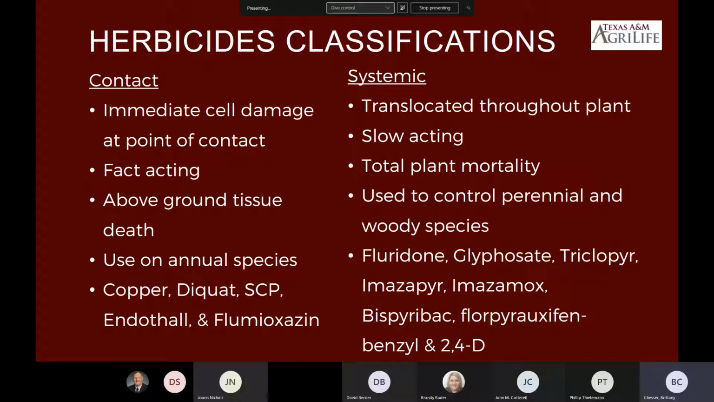For your systemic herbicides, these are translocated throughout the plant. These are slow acting, but they do cause total plant mortality, and so these are used to control your perennial species like your water lilies and your woody species as well. And so you'll see commonly throughout the rest of this presentation all of these effective active ingredients for each of these plants, but I'll point out when you have glyphosate, which is going to be your lower cost systemic, or if you have fluridone, which is going to be your higher cost systemic as well.